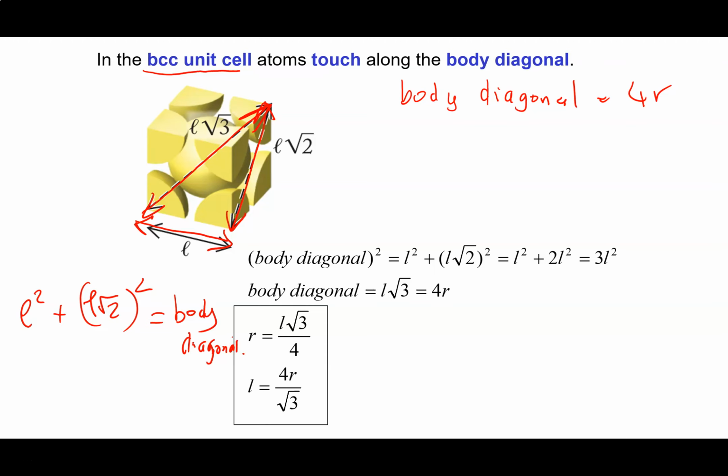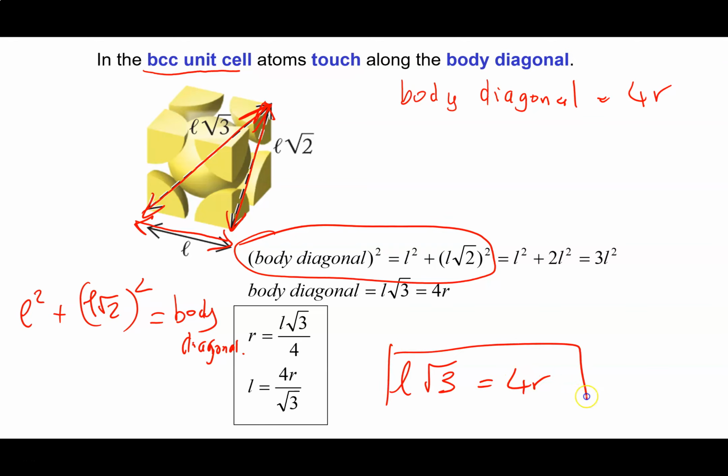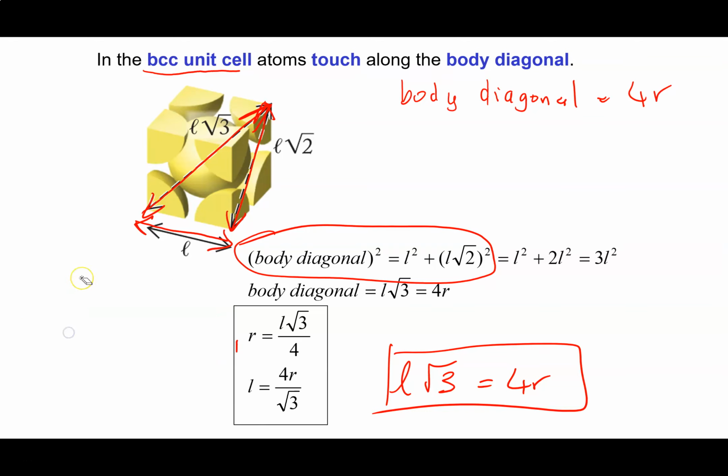Okay, so when I solve for the length of my body diagonal, it ends up being that the body diagonal has a length L root 3. So L root 3 is exactly the same length as 4R. So how are these guys all related?